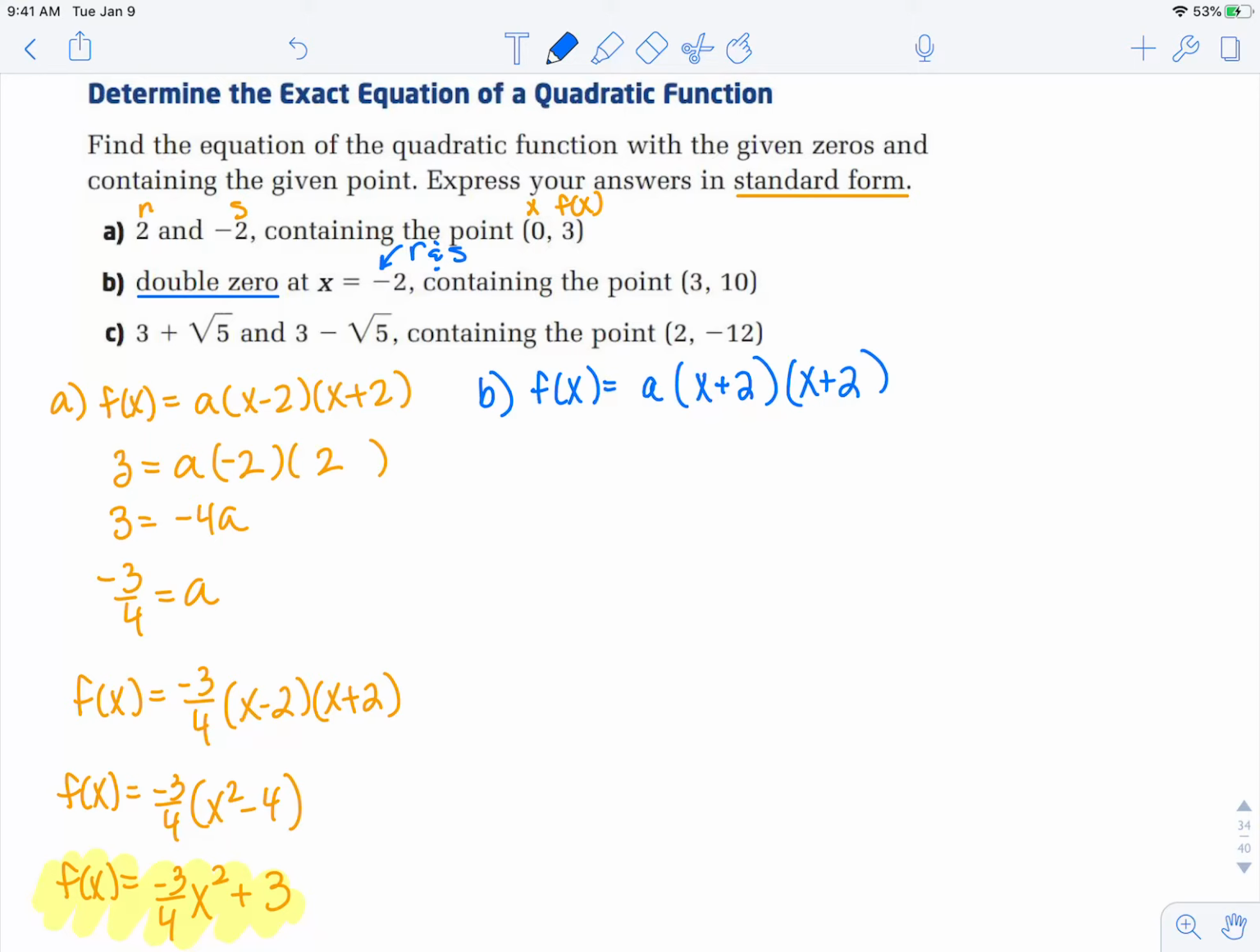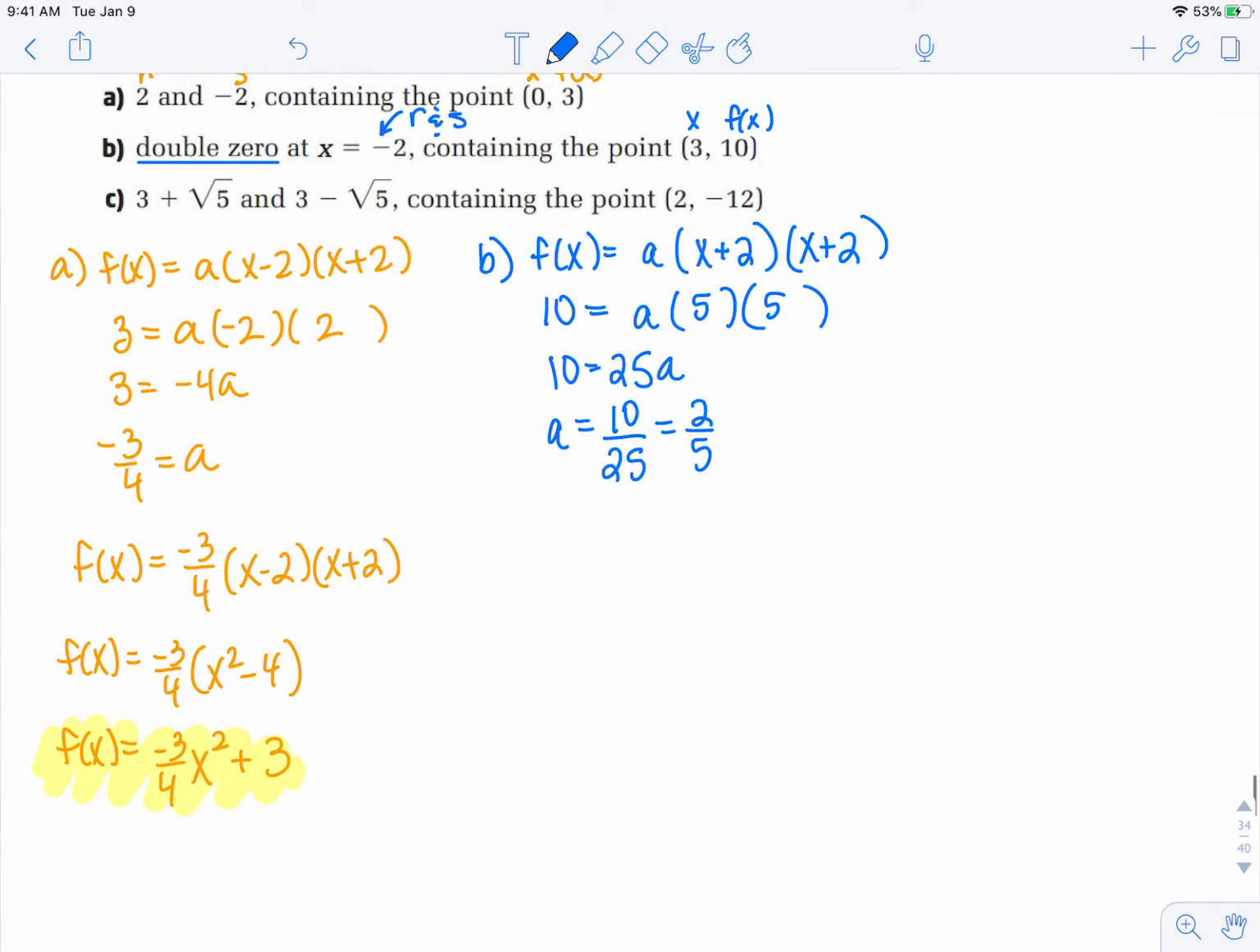Now I can use this x and f of x to help me solve for a. 10 equals a times 3 plus 2, and both of these are going to be 5. So 10 equals 25a, a equals 10 over 25, which is 2/5. So now we know f of x is 2/5 times x plus 2 times x plus 2.